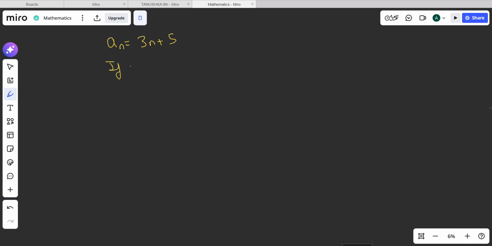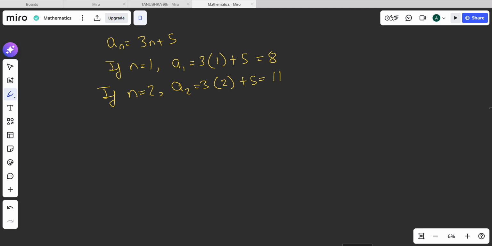Okay, so you're putting n equals 1, you got a1, which was 3 into 1, 3 multiplied by 1 plus 5, which gave you 8. If you put n equals 2, you got a2, which is the second term of the AP, which was 3 into 2 plus 5, which is 6 plus 5, that is 11. Then you put n equals 3, which gave you a3, which is the third term, which is 3 into 3 plus 5. So 9 plus 5 is 14.